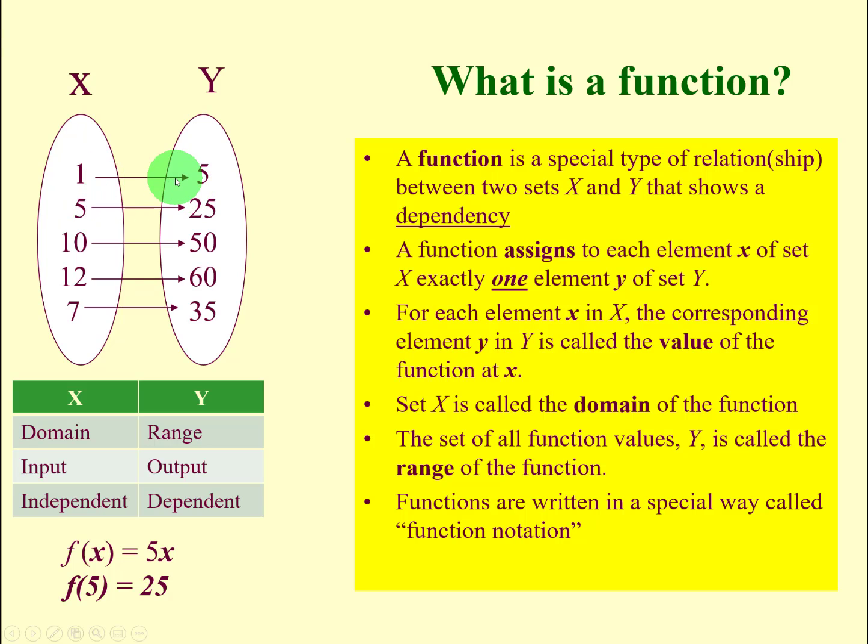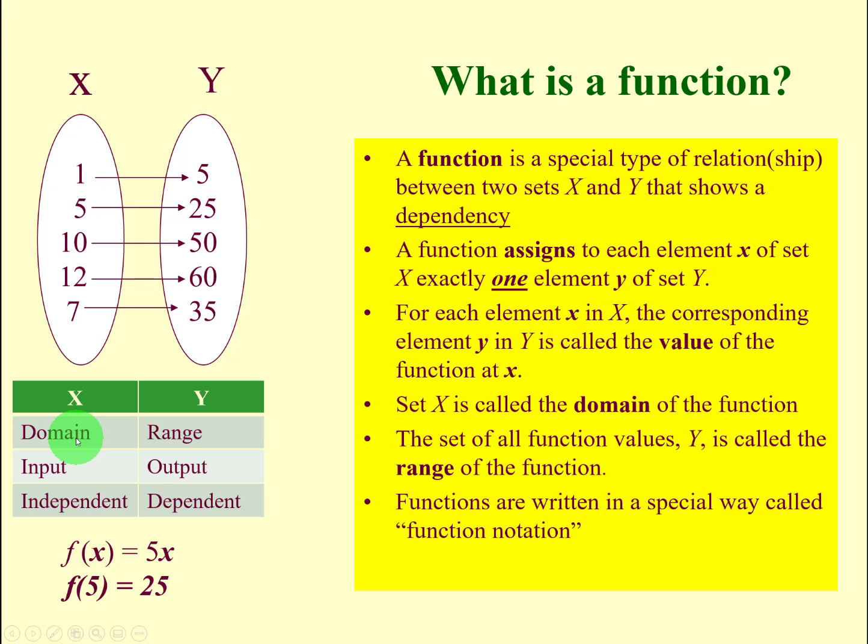1 goes to 5. 5 goes to 25. In a function, there's only one arrow going to one number. Okay? That's what makes it a function, as opposed to just a relation. These are the values over here. Remember, this is the domain, this is the range. Down here we have some other names for these terms listed for you.